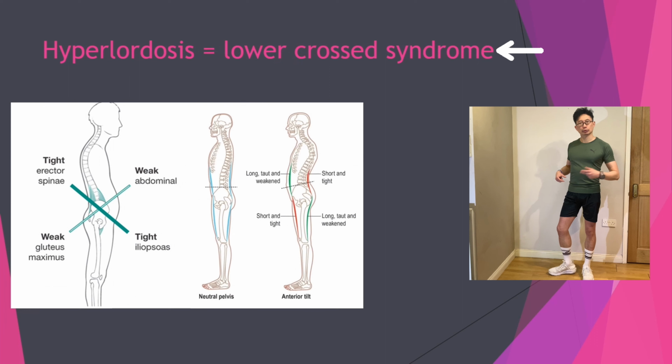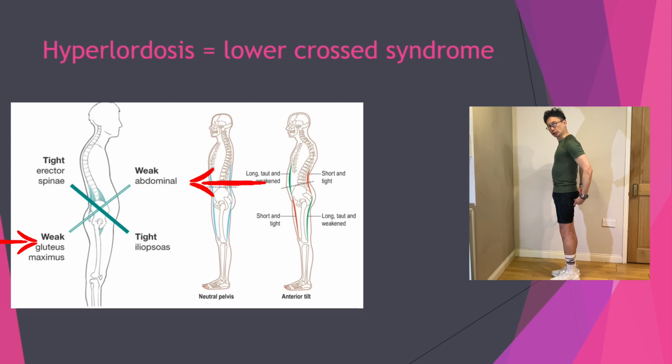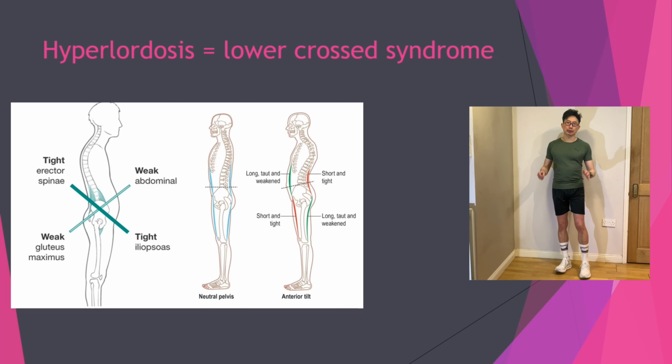Hyperlordosis is also known as lower cross syndrome. Hip flexors and the lower back muscles are typically tight and weak. Abdominal core and glute muscles are deactivated.